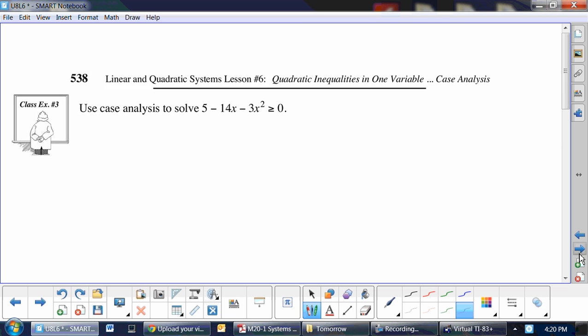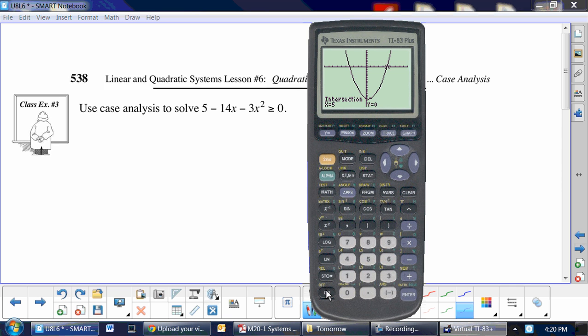So we can use case analysis to solve this. So just like with the last one, the first thing we're going to do is graph this in our graphing calculator, because we can find the solution before we even start, and then we'll always know whether or not we're right. So I'm going to go and give us some standard windows.